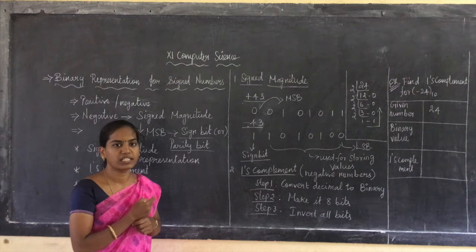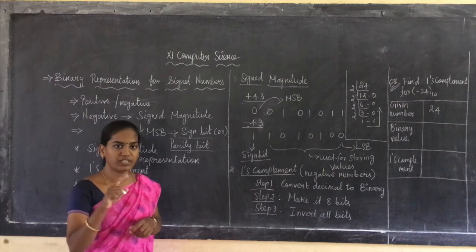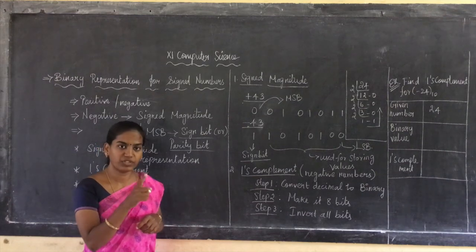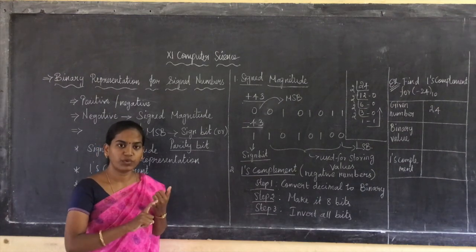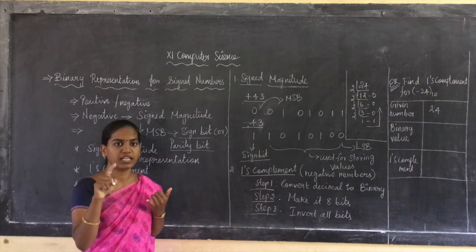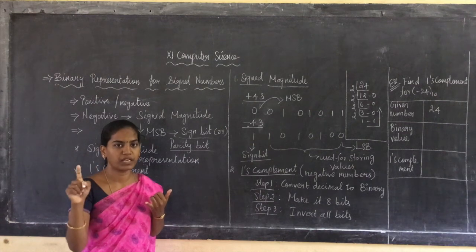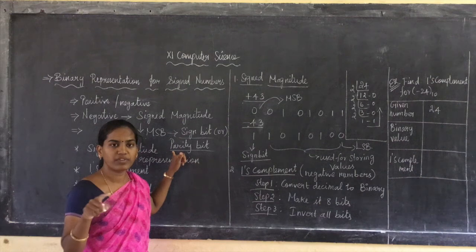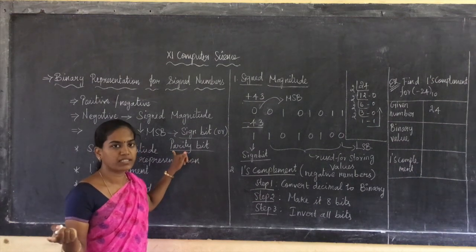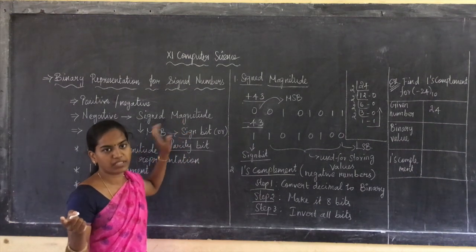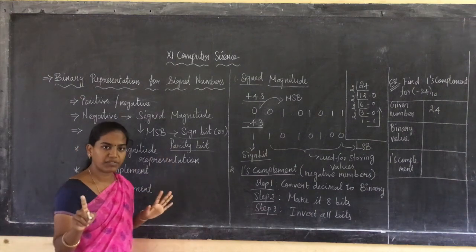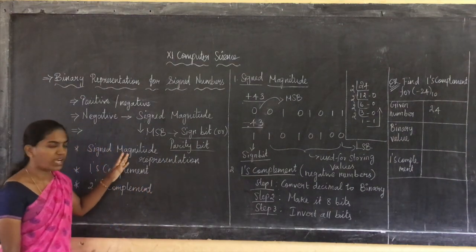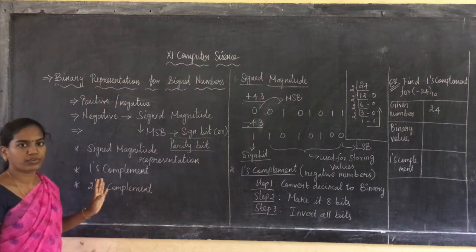If the first value is 0, that is a positive value. So the first number, the MSB, the leftmost bit: if it is 0, that will be considered a plus number. If it is 1, it will be considered a minus, that is a signed number. So a negative number starts with 1.